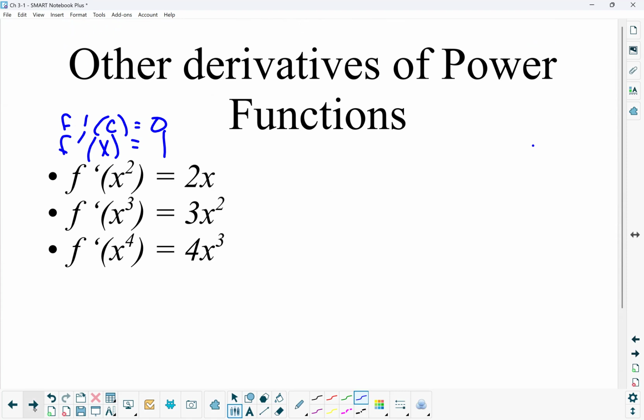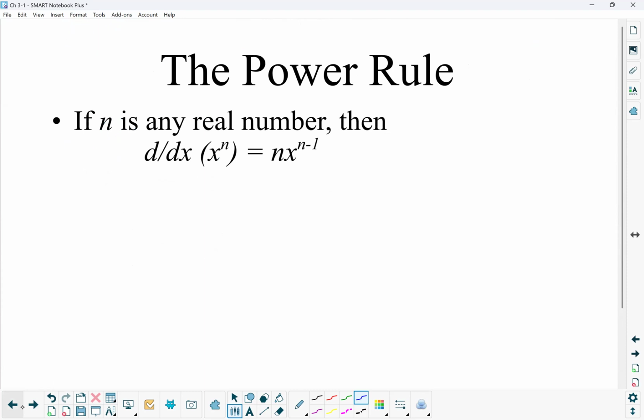And the pattern goes like this. For x to any power n, its derivative, you take that power, bring it down, put it in front as a coefficient, and you take x to one less power. So x to the n, its derivative is n times x to the n minus 1.